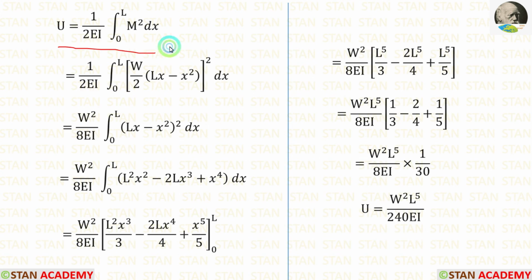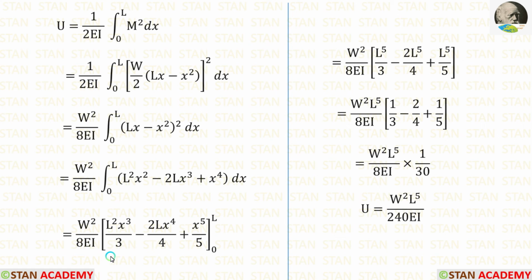In the formula, we can apply the value of Mx, that is W by 2 into (Lx minus x square). Then we can take the constants outside. W by 2 is the constant. When we take it outside, we have to square it. So W square by 4. 4 into 2, we will get 8. Here we can apply the (a minus b) whole square formula. The formula is a square minus 2ab plus b square.